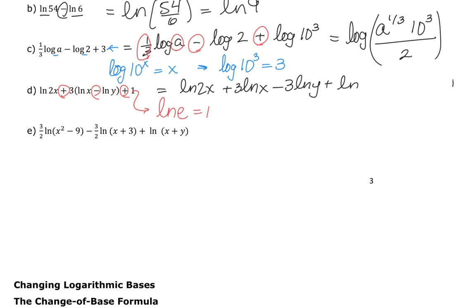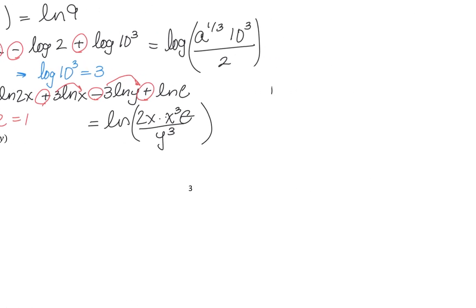So plus the natural log of e. So this becomes the natural log of 2x, that stays in the numerator. The y to the 3rd, because this becomes the exponent and it's a negative, so it goes on the denominator. This 3 goes on the x, and this is a plus, so it's going to stay in the numerator. So this is going to be another x cubed. And this is a plus, it'll also stay in the numerator. So this becomes the natural log of 2e x to the 4th, y to the 3rd. And that's what that one equals.